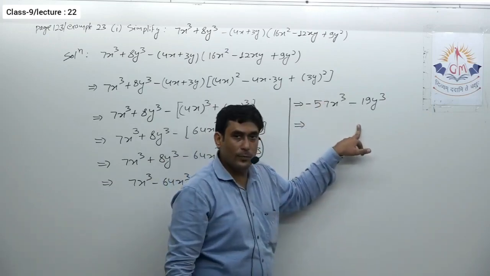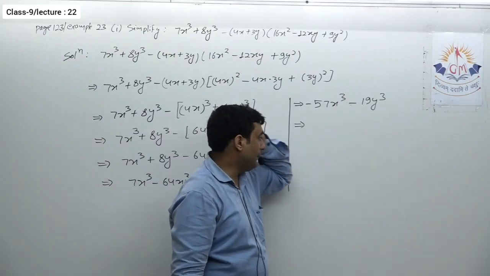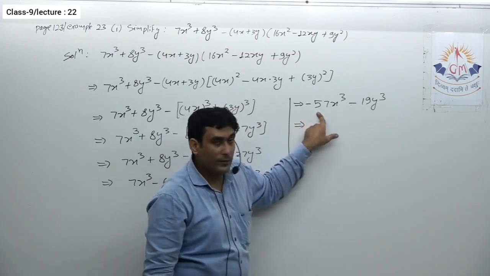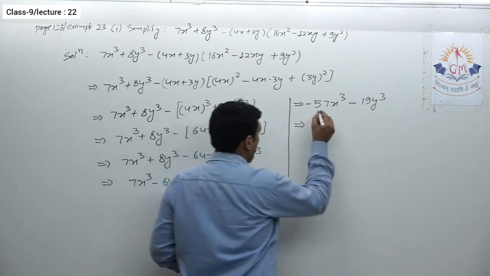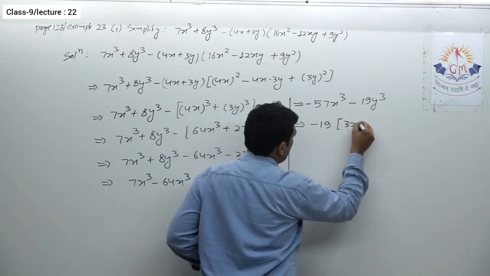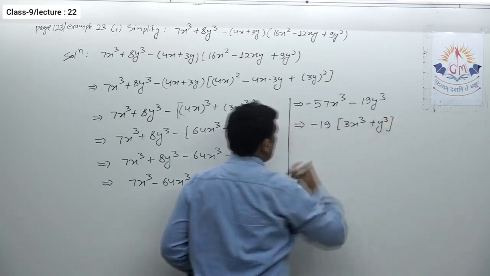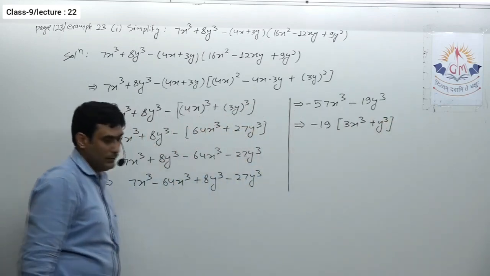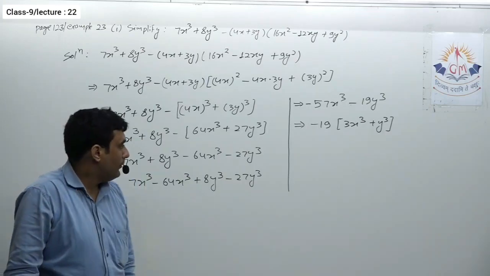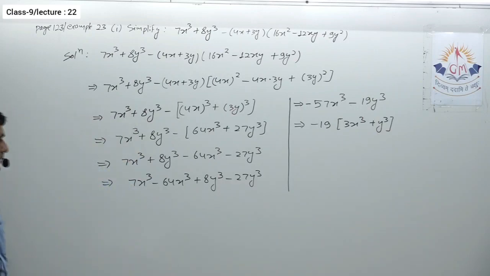Now still it is possible to take something common. From 57 and 19 I can take 19 common, because 57 is 3 into 19. So instead of 19 it's better to take minus 19. So I will get 3x cube plus y cube. So this is my final answer, minus 19 times 3x cube plus y cube. Okay, so please note it down.